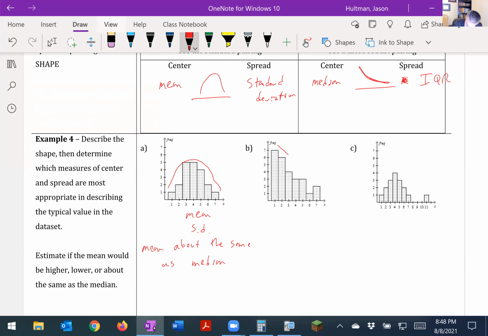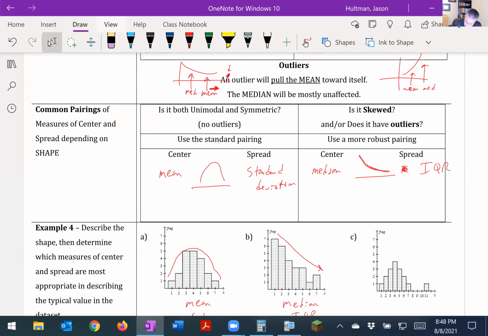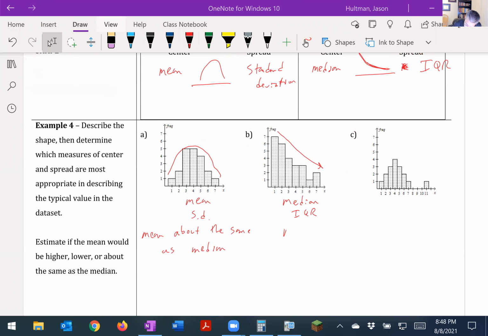Here it's skewed, skewed right. On skewed data, I'd want to use the median and the IQR. And where's the mean? The mean is going to be bigger than the median. The median follows the majority of the data, right? So if the majority of the data is low, then the median is going to be low. Again, if we're skewed, the median is going to be lower than the mean. So we could say that the mean is higher than the median.